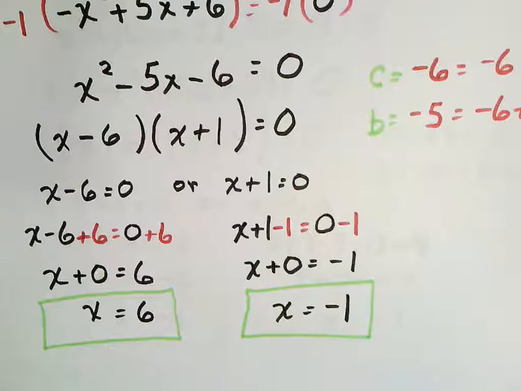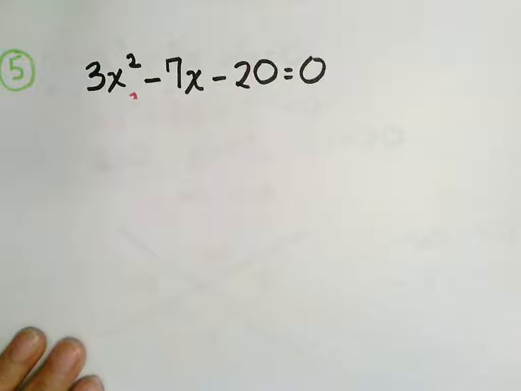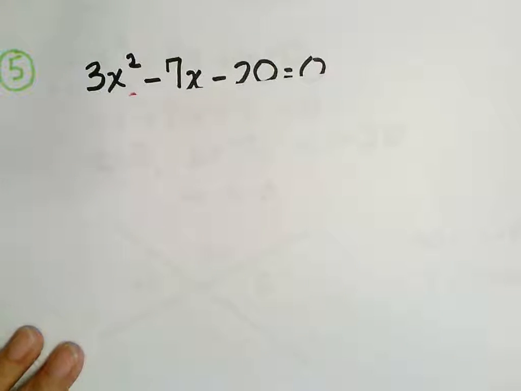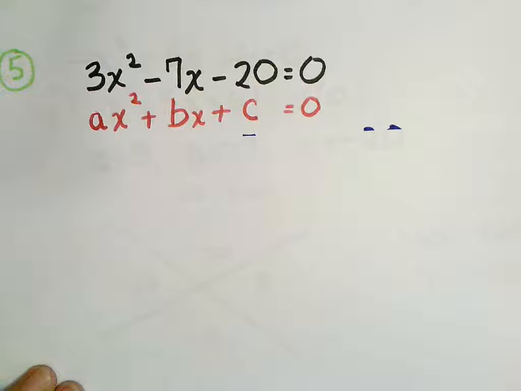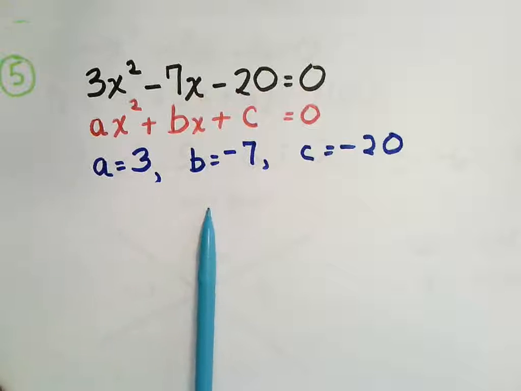Then we're going to look at another example. This time, the example that we're looking at, the A is not a 1. And we're going to be using our X box method that we talked about. So here we have to look at the quadratic equation here. We have that the A is 3, the B is -7, and the C is a -20.